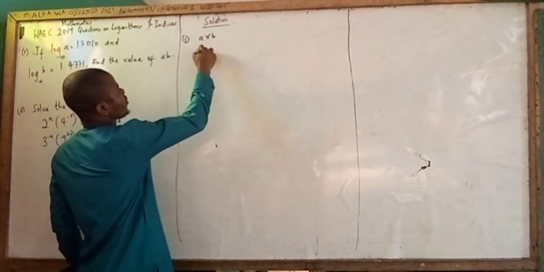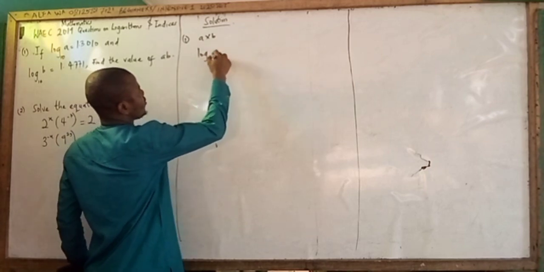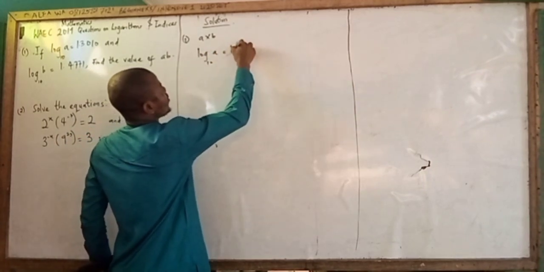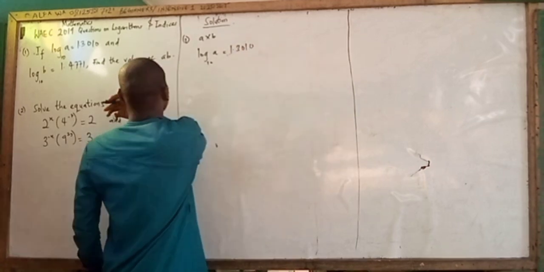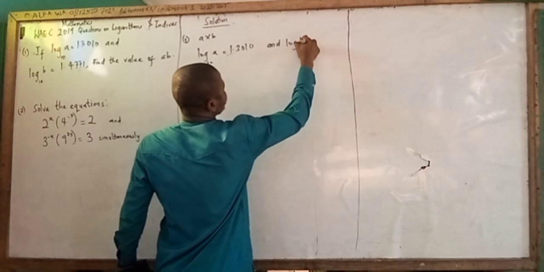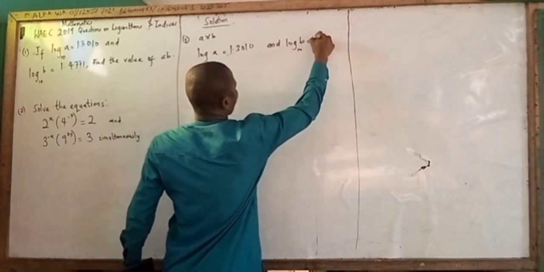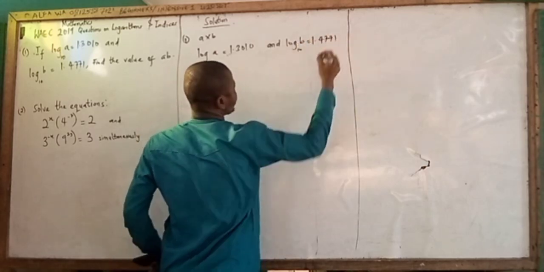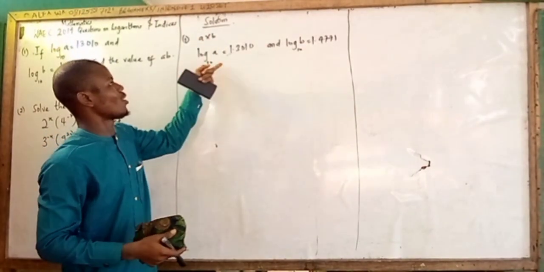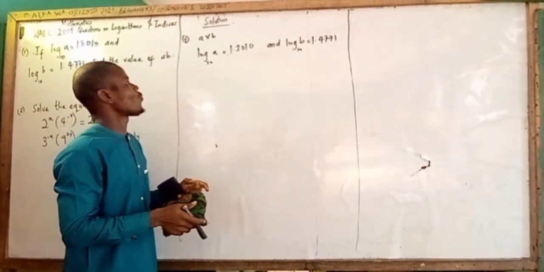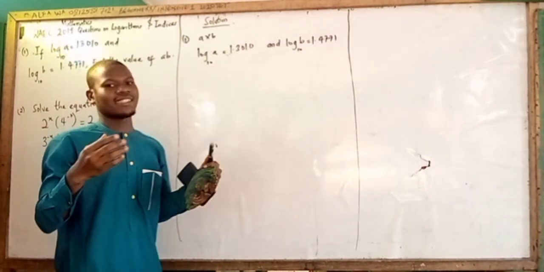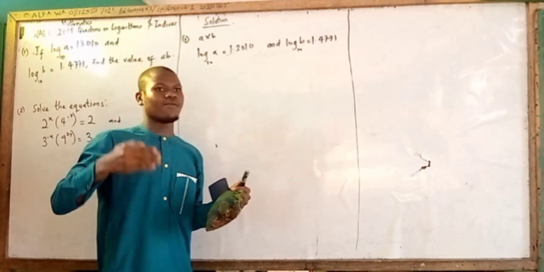We are already given log A to base 10 equals 1.3010, and log B to base 10 equals 1.4771. So to get A and B from these logarithms, we are going to find the antilog of both sides. So antilog is like the inverse of logarithm. That is the inverse of logarithm.